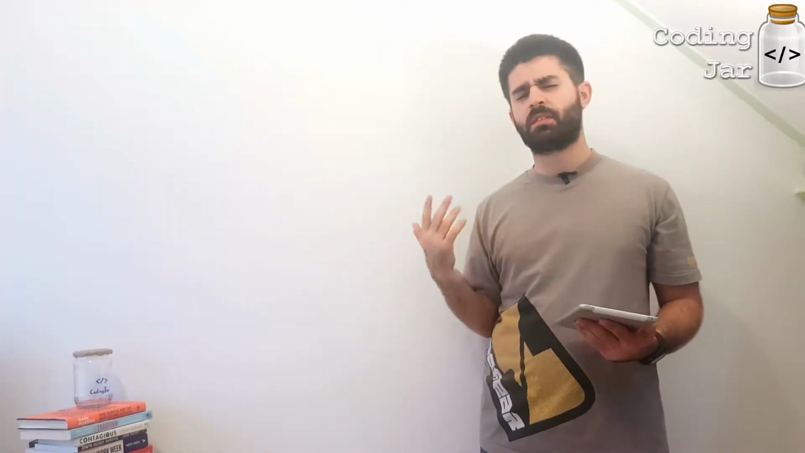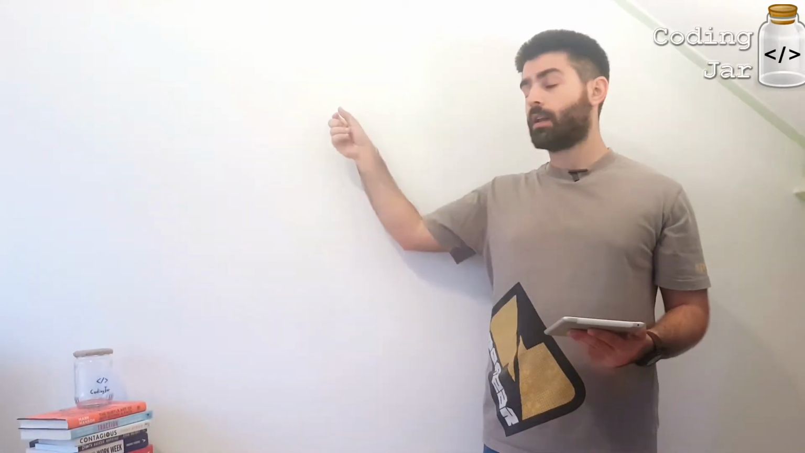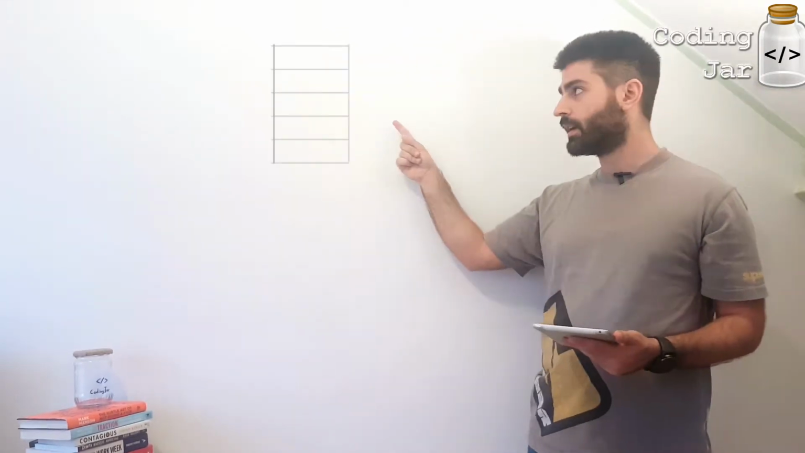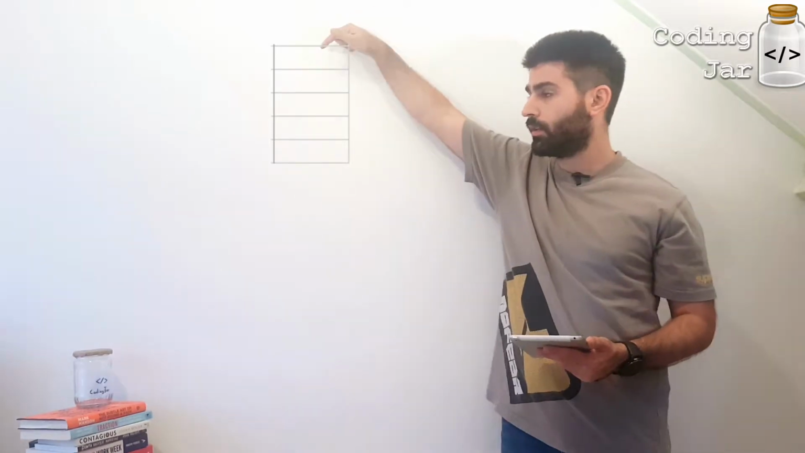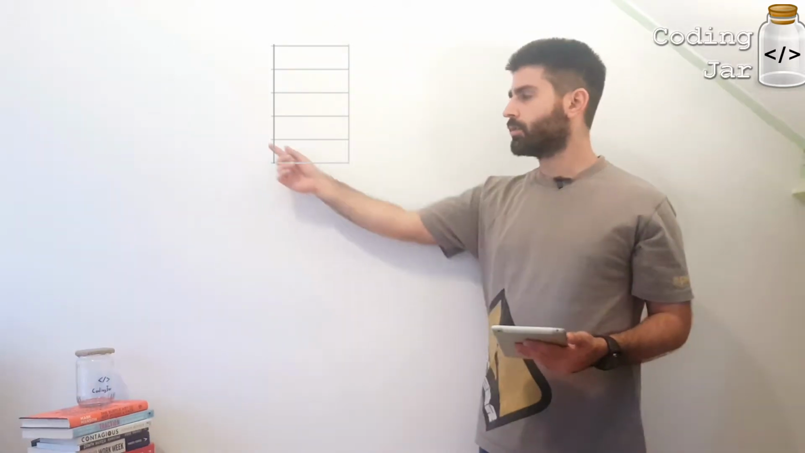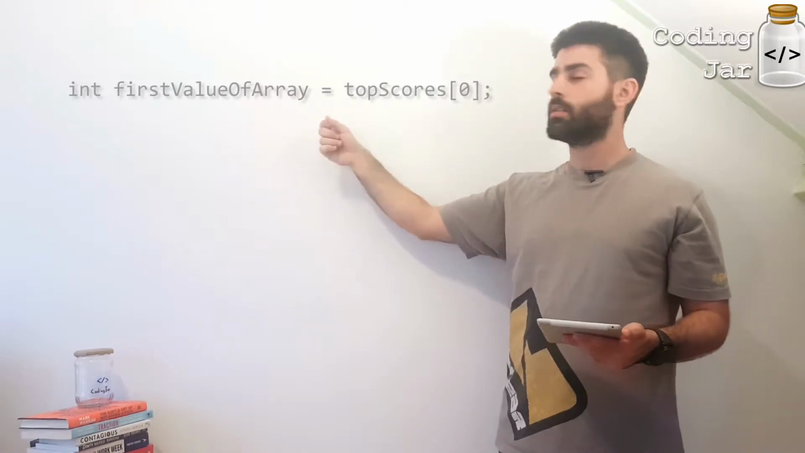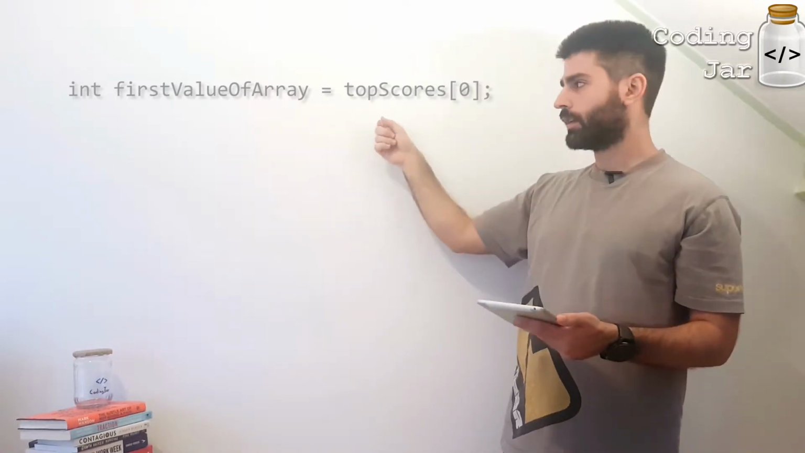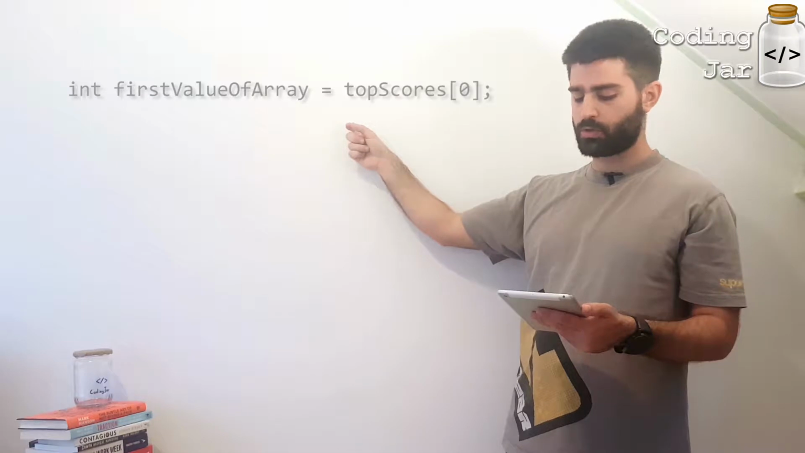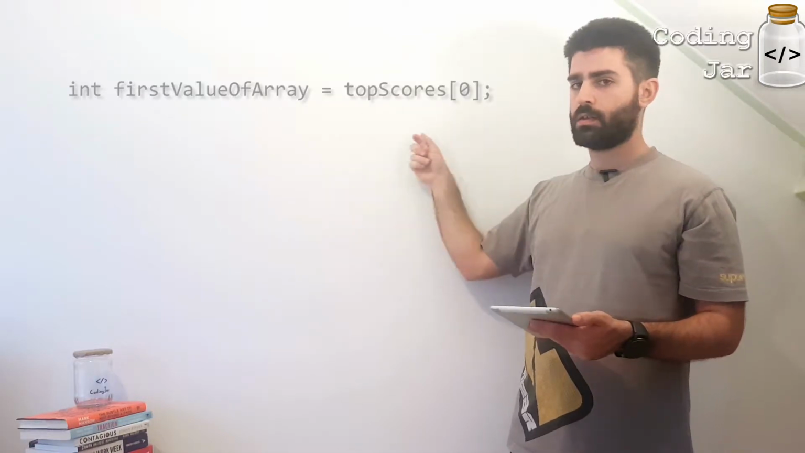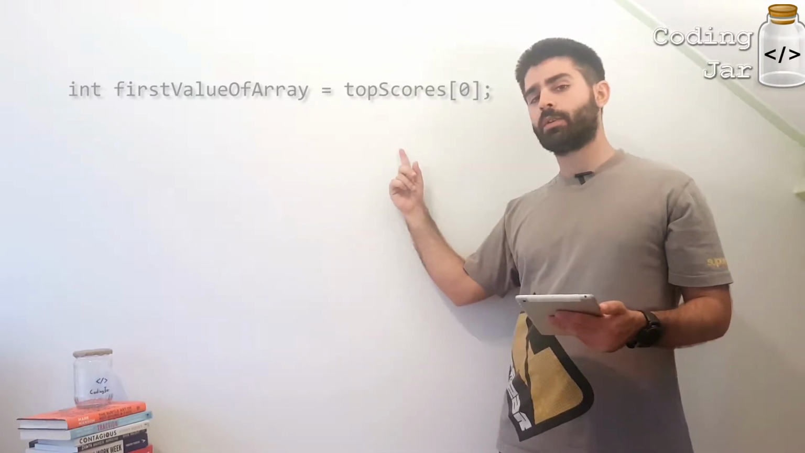The second way you can initialize an array is a bit trickier. To understand this, we will first have to talk about accessing the variables of the array. Let's say you have this array and you want to take this value, the first one. To do this, you would go like int first value from array equals the name of the array, which is top scores, brackets, and then the index of the element you want.